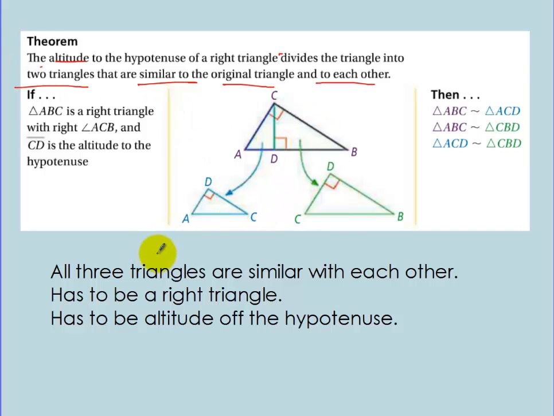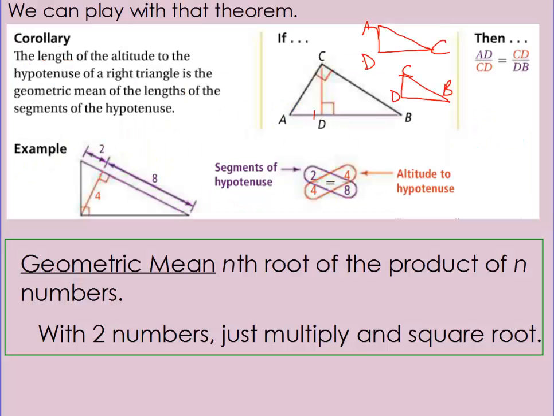So the conditions to make this happen are that you have to have a right triangle, so it can't just be any old triangle. It has to be a right angle, and it has to be the altitude off the hypotenuse. So it has to be this line CD. You can't just go an altitude like that, it has to be the one off the hypotenuse, and it's making three similar triangles. This has some neat properties, and this is one of those properties that we can play with using that theorem.